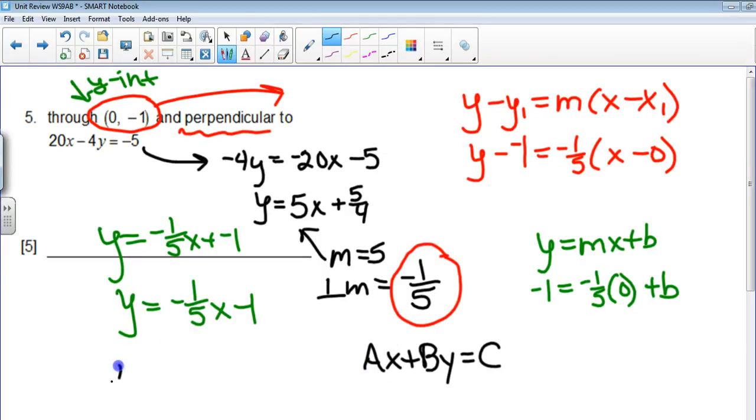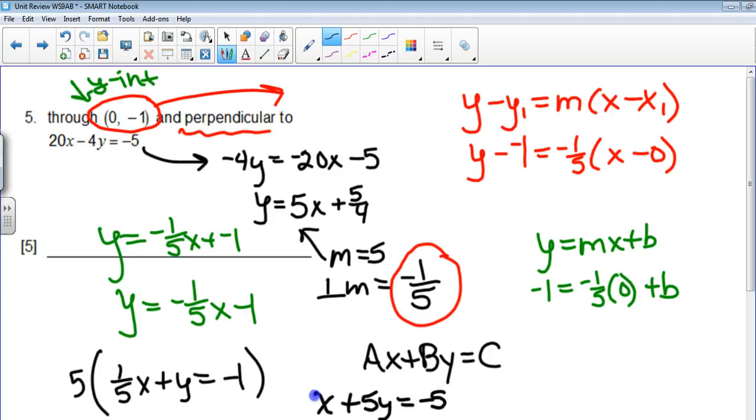So if I add this over to the other side, I get 1/5 x plus y equals negative 1. What would I need to do to get rid of the fractions? If I multiply everything through by 5, I would get 1x plus 5y equals negative 5. So that's that line in standard form. It didn't ask for that, but I just want to review that in case there is one on the test that does. And I've had some issues on the homework with that. All right, moving on.